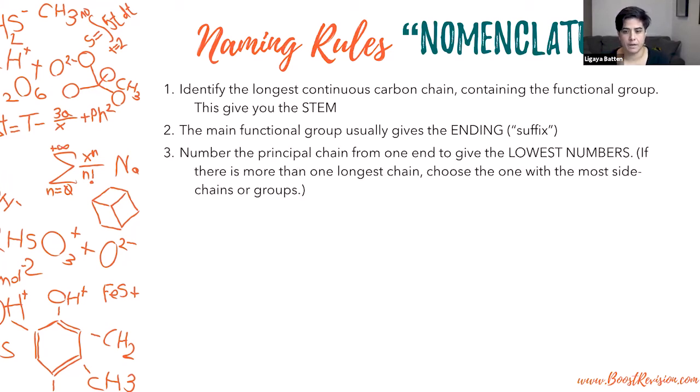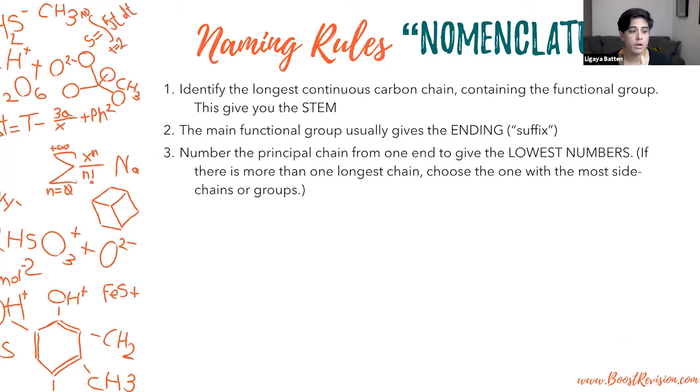Next, you number the principal chain from one end to give the lowest numbers. This is what I was talking about with the ketone a few minutes ago: we always want to have the smallest numbers in the name. So butan-2-one is actually the same molecule as butan-3-one, and because 3 is obviously a higher number than 2, we always prefer to use the 2. You can number your carbons from left to right or right to left, but the aim is to give the lowest numbers in the name.